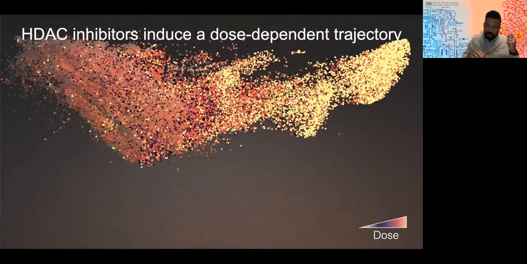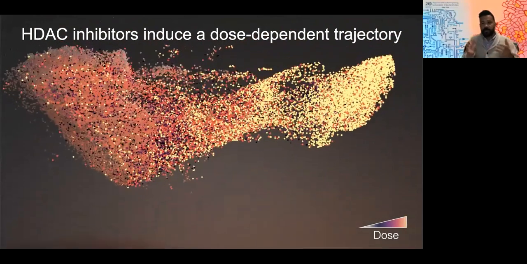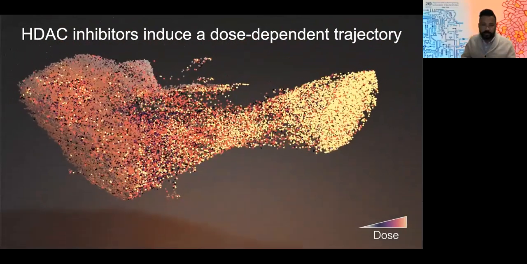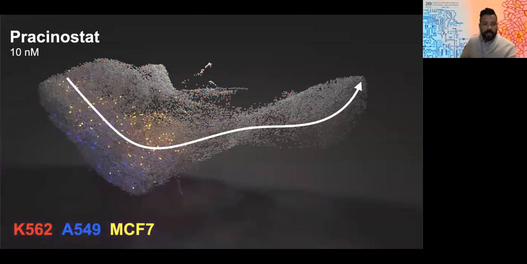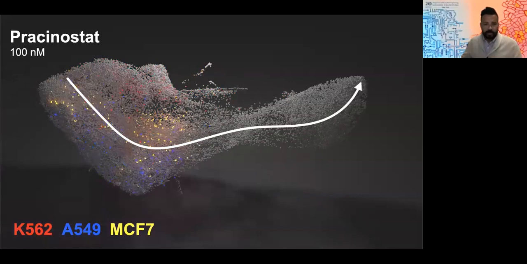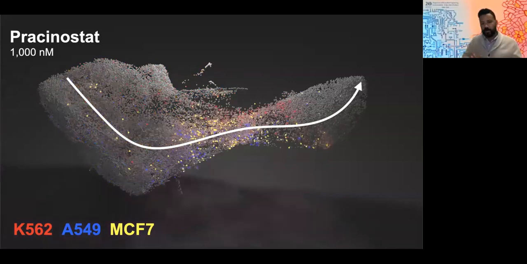That is, we want to take vehicle and HDAC inhibitor exposed cells and align them within a common space. And that's the movie that you're seeing right now. So in this joint space, vehicle exposed cells for all 3 cell lines land on the left. And as cells respond to HDAC inhibitors, they move towards the right. And I'll show you one example. This is persinostat. We see that at this low dose of persinostat, most cells are at the beginning of the trajectory. And as we increase the dose, we start to push cells farther in.